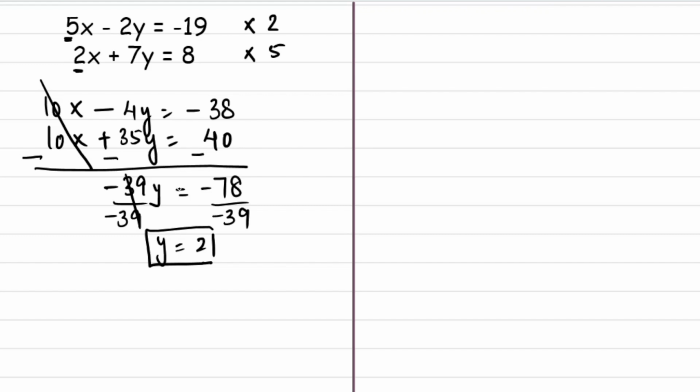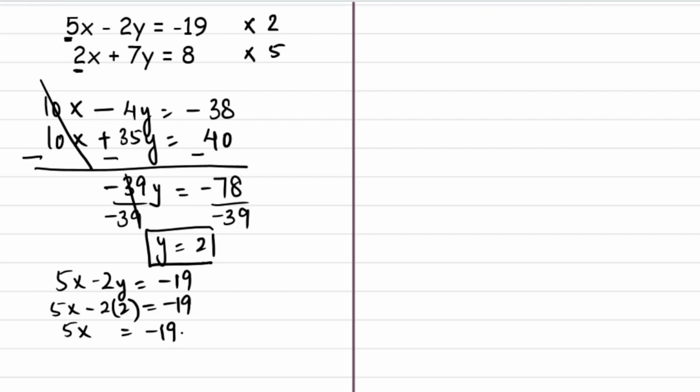Put this y equals 2 in either of these equations to get the value of x. I will put it in the first equation. So it is 5x minus 2y equals minus 19. So it's 5x minus 2 times 2 equals minus 19. So 5x equals minus 19, and this minus 2 times 2 is minus 4.